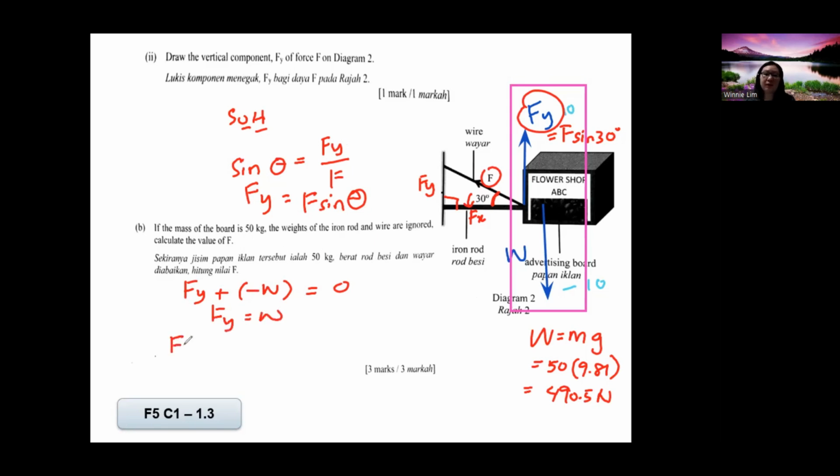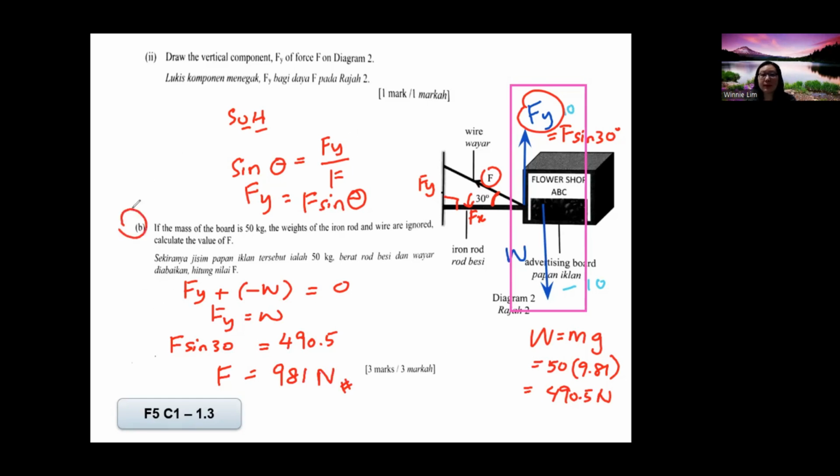Then now we have F sine 30 equals to what? 490.5. Then we want F, so you use 490.5 divided by sine 30. So you will get 981 Newton. So this is how you solve the question.